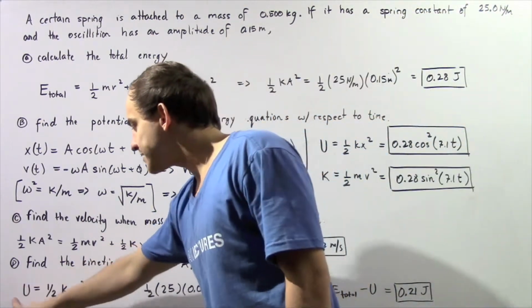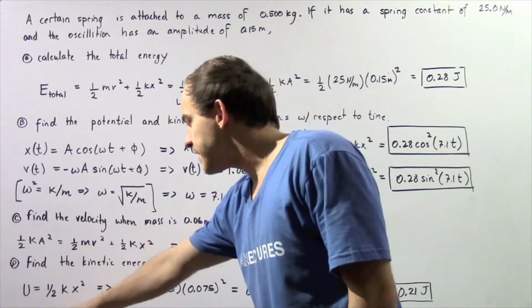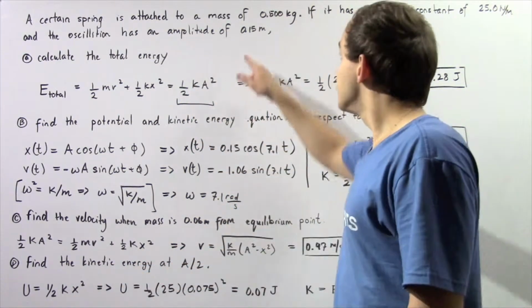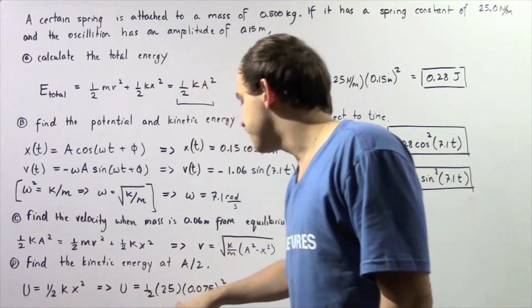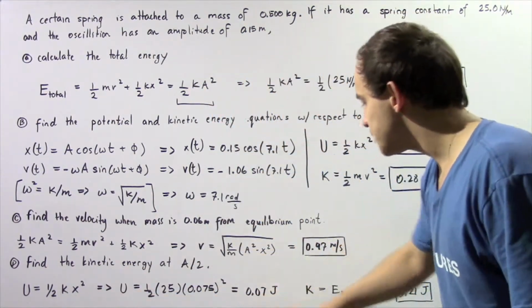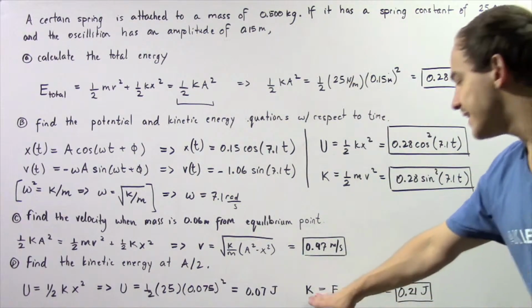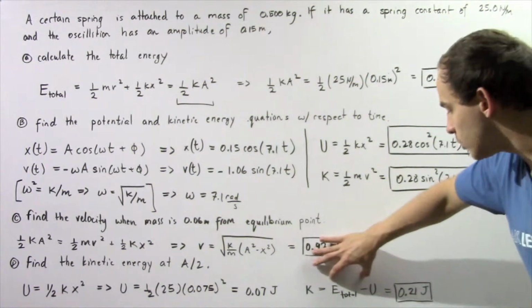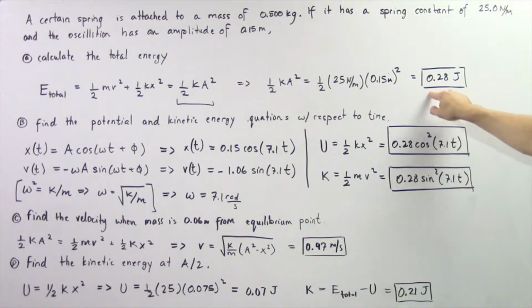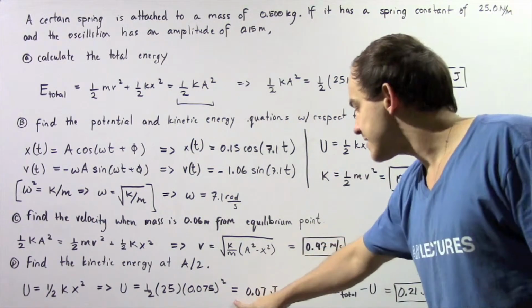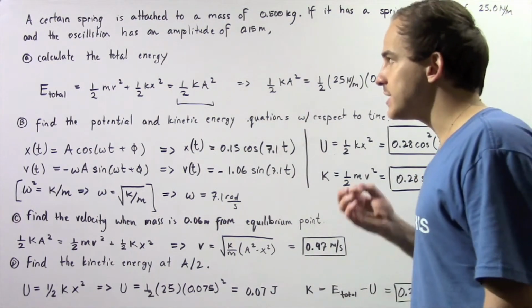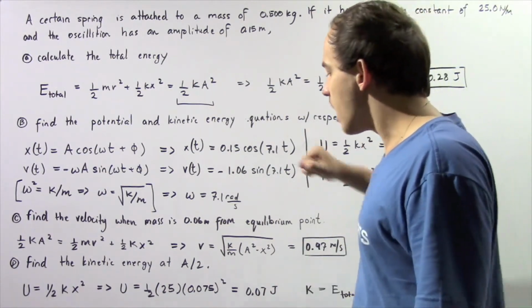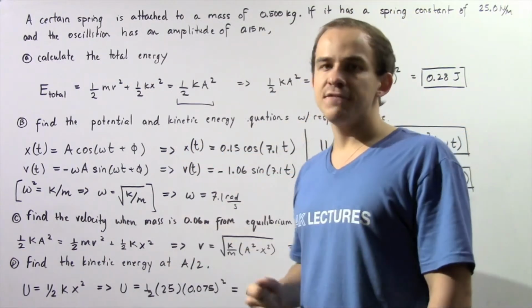So we use our elastic potential equation, 1/2 kx squared, where x is 0.075, half of this quantity. Our k is 25, so we multiply, we get 0.07 joules. Finally, to find the kinetic, we simply have our total, we subtract our elastic, so total is 0.28 joules. Our elastic is 0.07 joules, and we get 0.21 joules of kinetic energy found in our block when the block is at a position of half its amplitude.